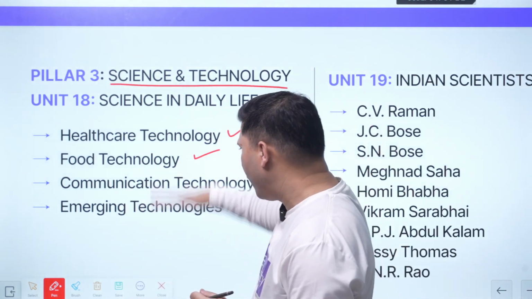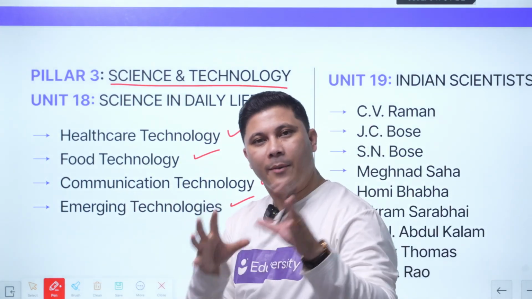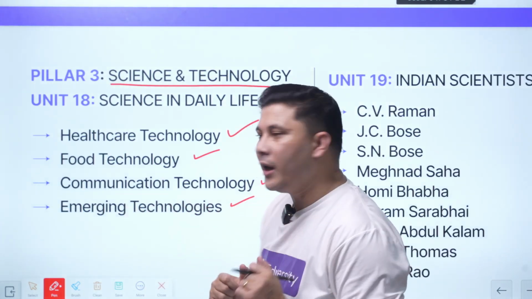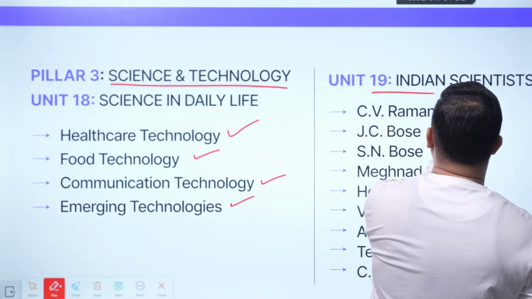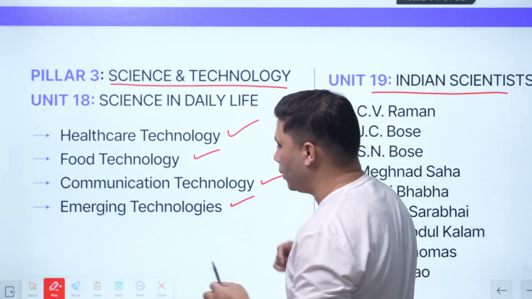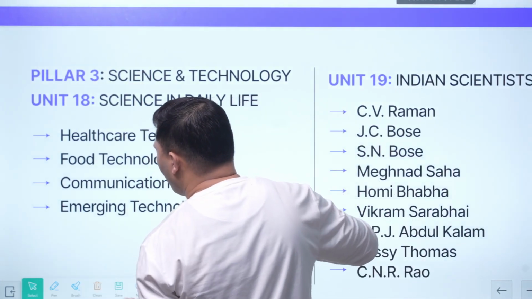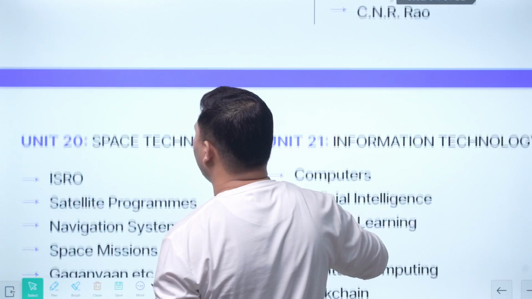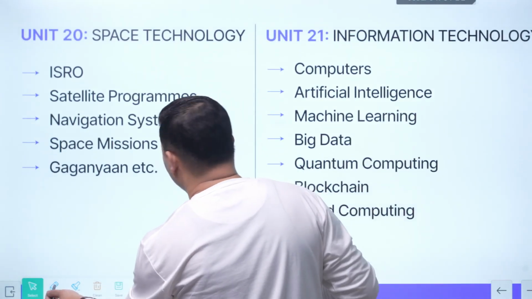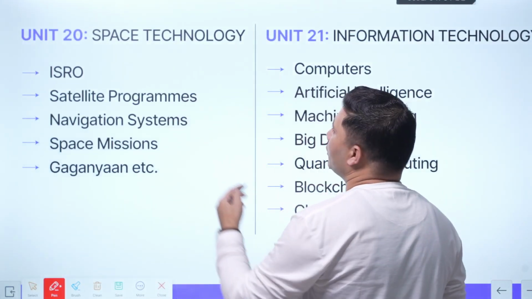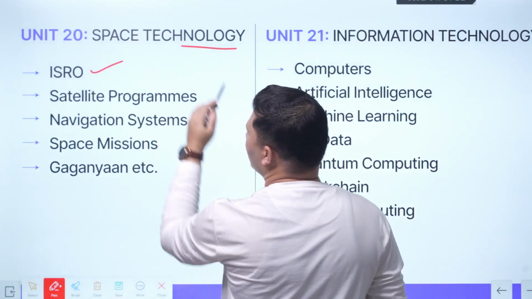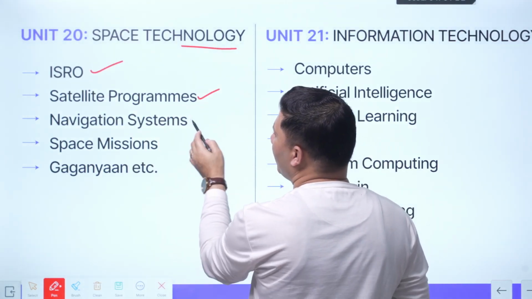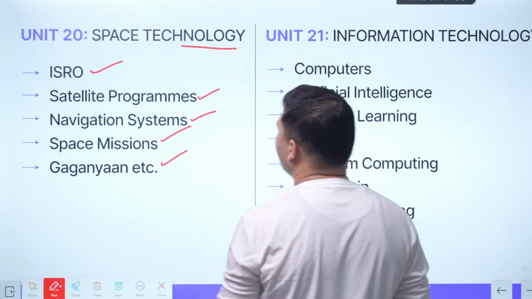As I haven't written everything, you have to know that you have to cover every domain. Along with that, you also have to have an idea about the Indian scientists. Then going forward, you have to study about space technology also. In space technology, you see the ISRO satellite program, navigation system, space missions, and the Gaganyaan mission.